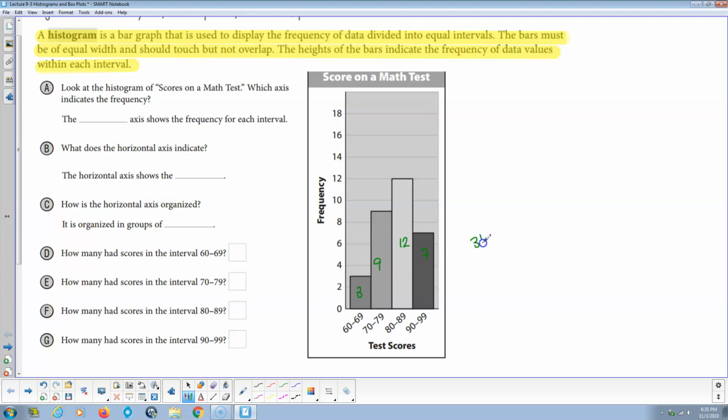So that's 31 values. And so we're going to add 1, divide by 2. So 32 divided by 2, that's going to give me 16. So the 16th value is the middle one. So 3 and 9 is 12, so that puts the 16th value somewhere in this bar here, in that neighborhood.